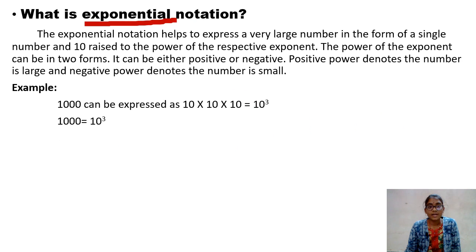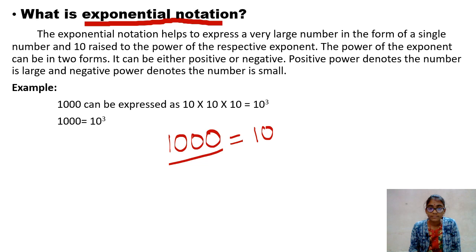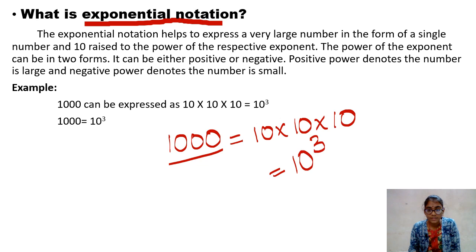What is an exponential notation? Any big number, let us take the example of 1000. This number can be written in a shorter form like 10 into 10 into 10, right? As we multiply, we get 1000 only. How many zeros does it contain? 1, 2, 3, 3 zeros. So we can write it as 10 raised to the power 3, right?